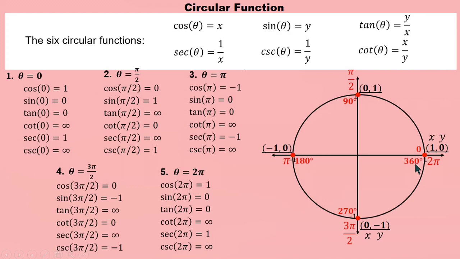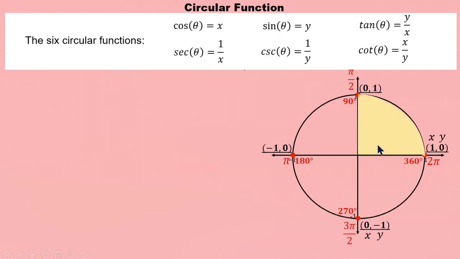Moreover, we can also determine the value of an angle which is a multiple of pi over 2 or pi. This portion is equivalent to 1 pi over 2 or 90 degrees. If we take another portion, we now have 2 pi over 2, or 2 times 90 degrees. 2 pi over 2 is equivalent to pi. That's why we have here pi.